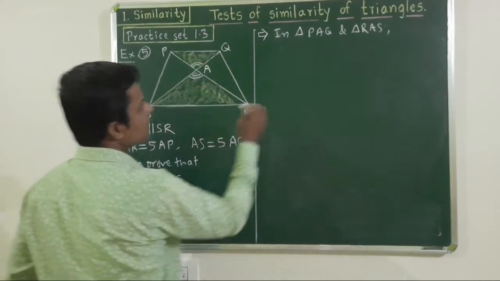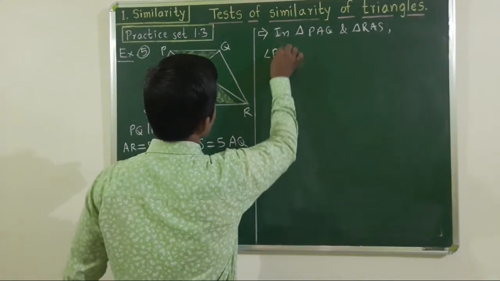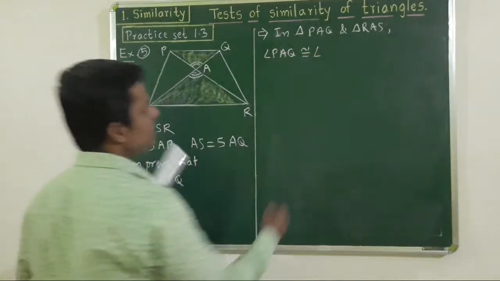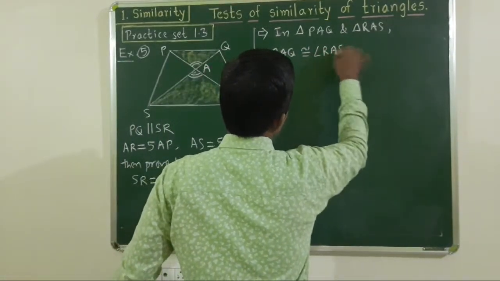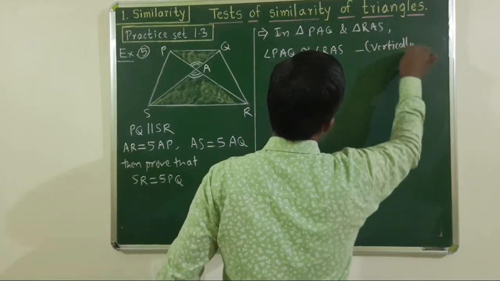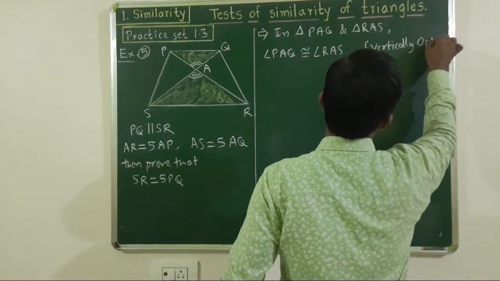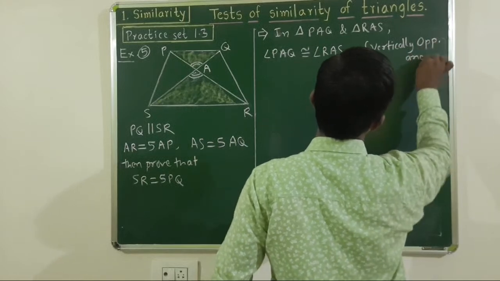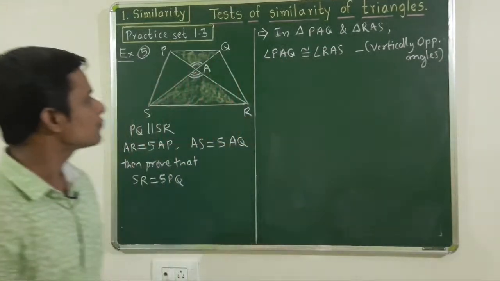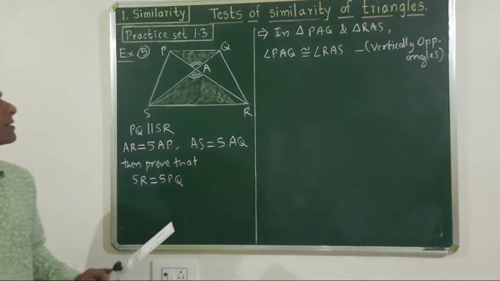Means for this triangle we can write angle PAQ is congruent to angle RAS. Reason will be vertically opposite angles. We want one more pair of congruent angles.